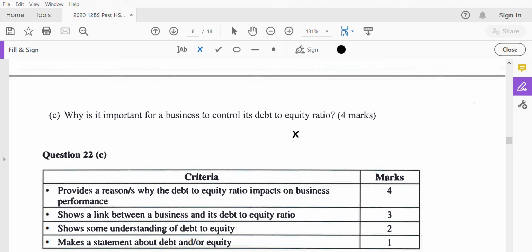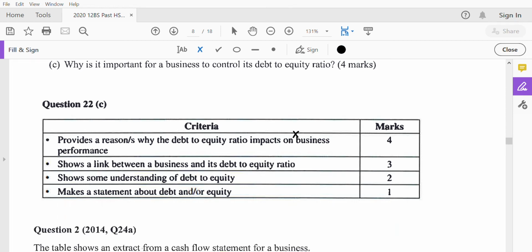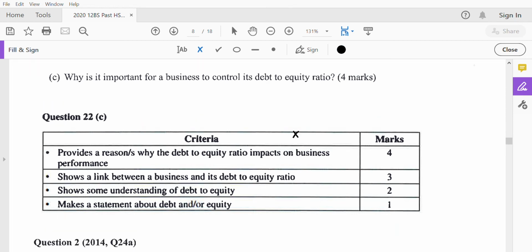Why is it important for a business to control its debt to equity ratio? Now, the obvious reason would be to make sure that they don't overextend themselves and have too much debt, because too much debt means that they're not going to be able to pay that back, and they're going to be at risk of potentially being bankrupt.